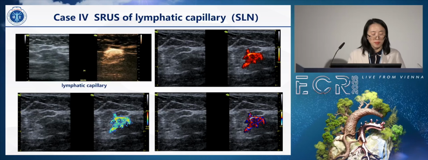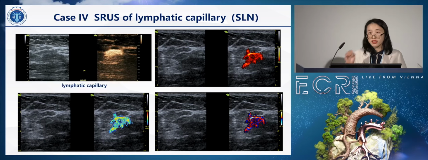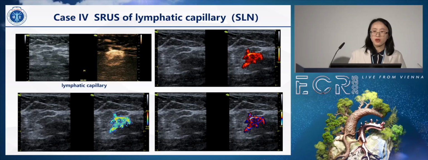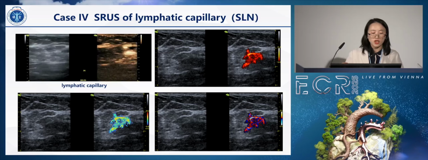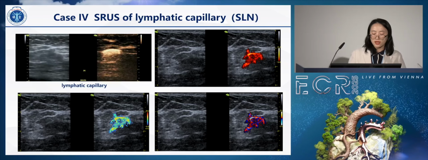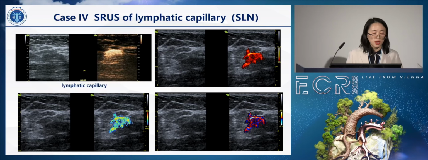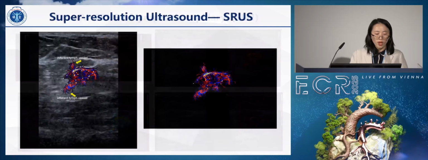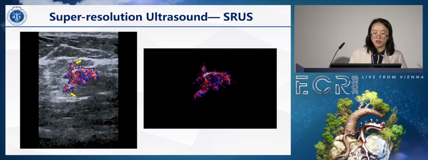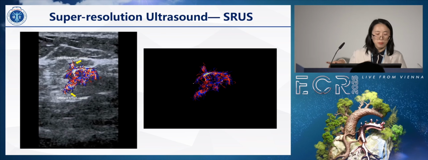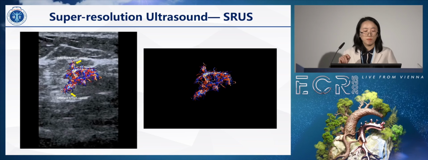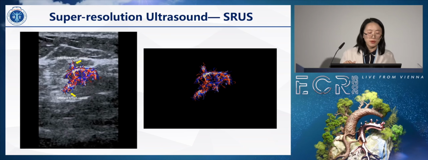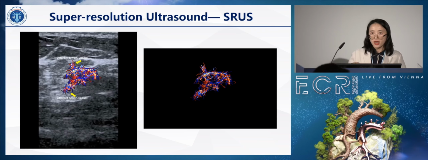This case is a reactive lymph node, and after we located this sentinel lymph node, we started the acquisition of URM, and then a density map, velocity map, and direction map would be analyzed. Looking at the SRUS video, it showed clearly the afferent lymph vessel, which is here, and the efferent lymph vessel, which is here. And this is imaging of a lymphatic capillary pattern of a reactive sentinel lymph node.